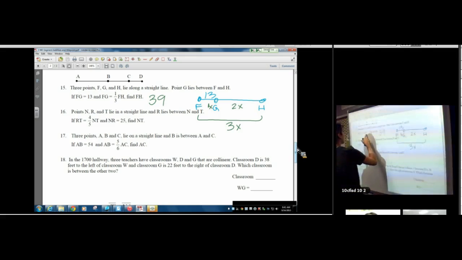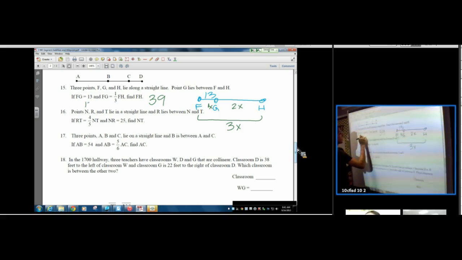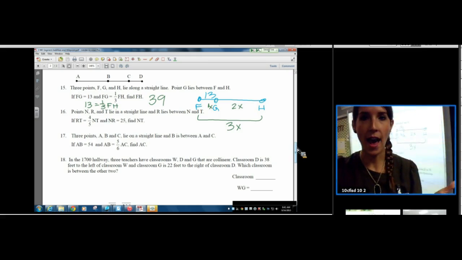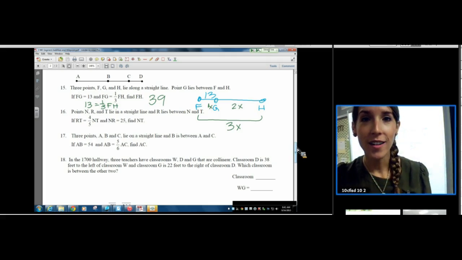Could you have taken 13 and done this? 13 equals 1/3 FH. And then to solve for that, the opposite of 1/3 is 3. So you would just multiply both sides by 3. So that's another way to look at that one.